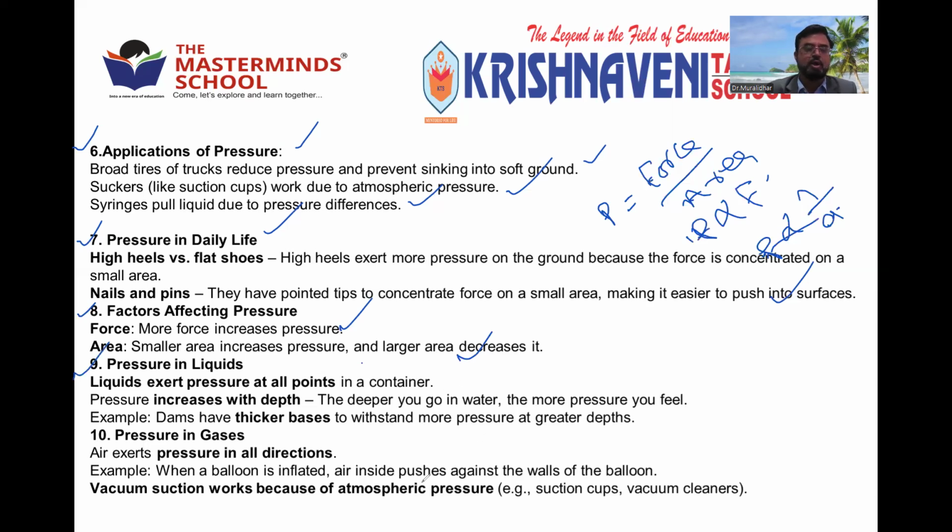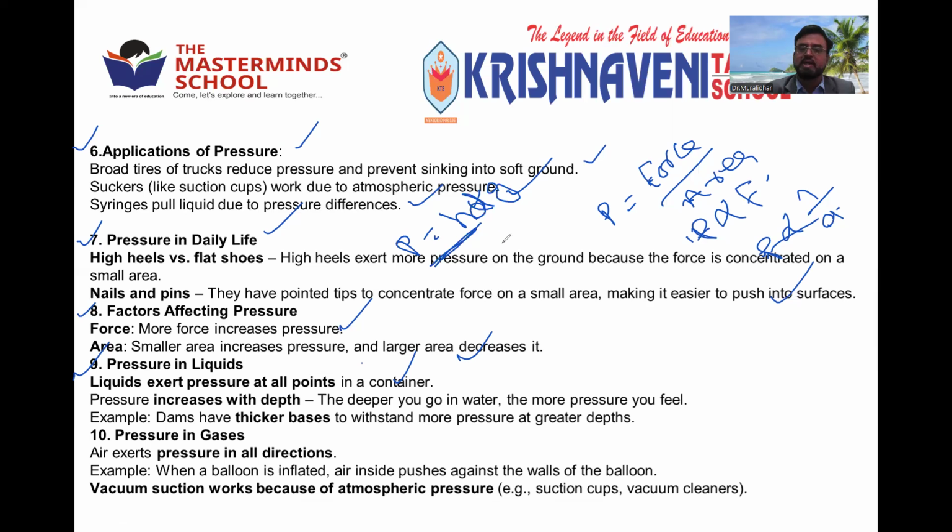Liquid exerts pressure at all points of a container because it doesn't have any shape. When you fill liquid into any container, it exerts pressure on all the points. Wherever you make a small hole, the liquid will come out with great pressure. Pressure increases with depth, because from the formula, P is equal to hdg.